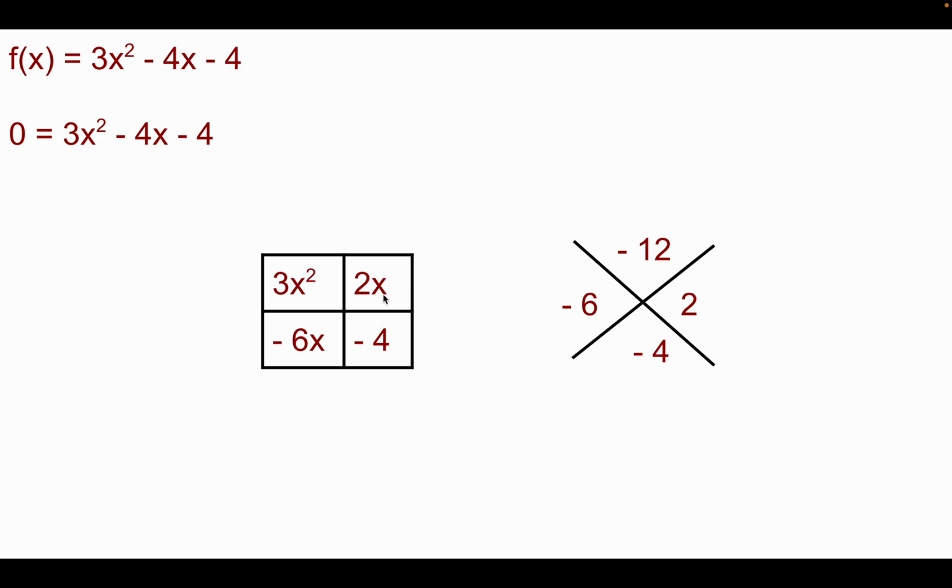And now I can start to factor this. So if I think about 2 and -4, and I think about what's the biggest number that will divide into both of those, it actually ends up being 2. 2 divides into 2, 2 divides into -4. Now I'll do the same thing with 3x squared and -6x.